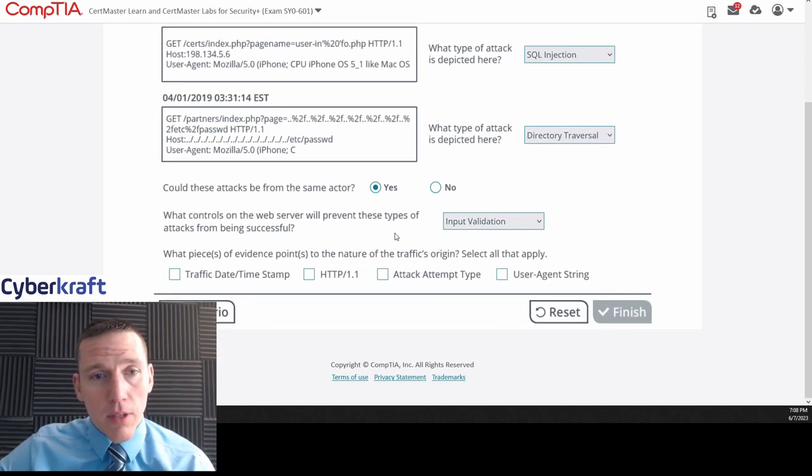Great questions. All right, what controls on the web server will prevent these types of attacks from being successful? Input validation. What pieces of evidence point to the nature of the traffic's origin? So we're just talking about the traffic's origin. Select all that apply.